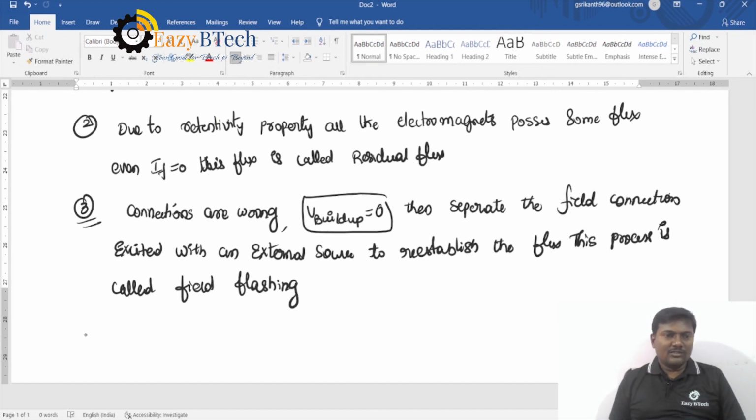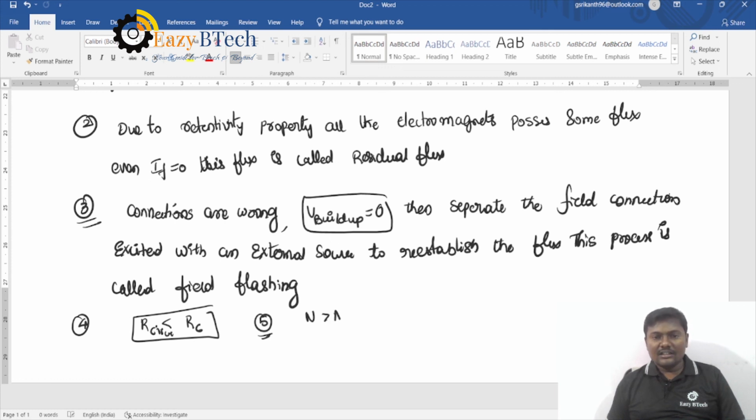One more thing: the total circuit resistance should be less than the critical field resistance. And one more condition is that the speed is greater than the critical speed.